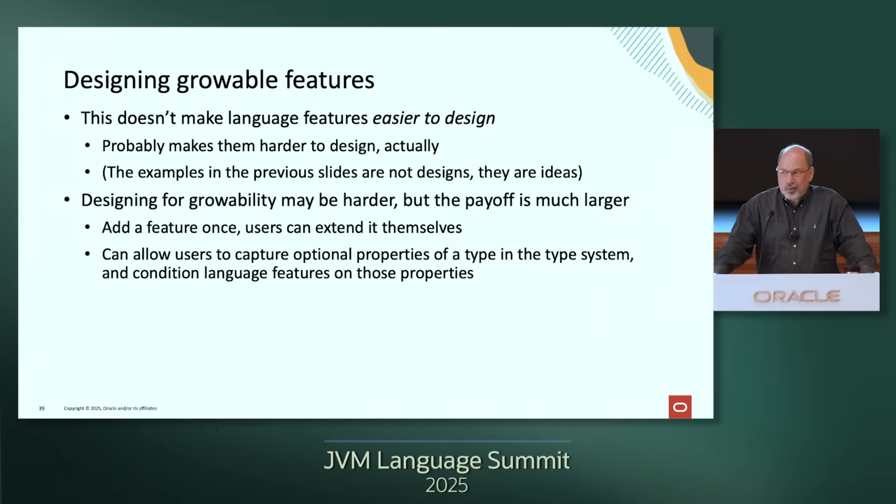In fact, it's probably harder to design a good growable feature than a good non-growable feature because it requires more imagination for how people are going to want to interact with it. On the other hand, it enables you to design better features, richer features, features that users can do more with, and ultimately, maybe we won't have to design as many language features in the future as a result. So designing a feature for growability might be harder, but it offers us a bigger payoff.